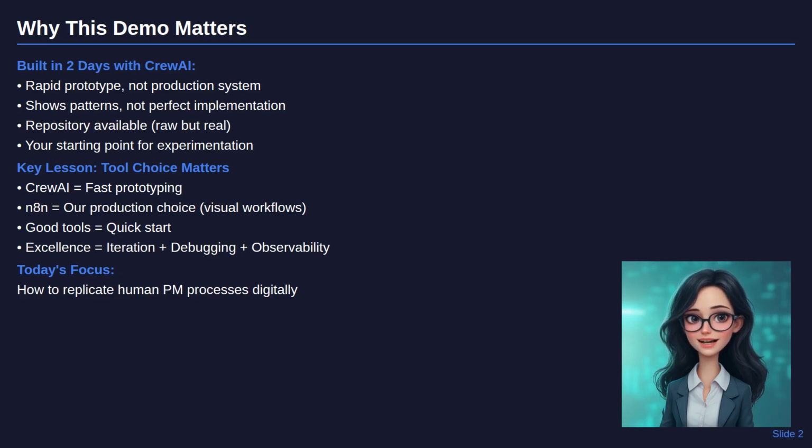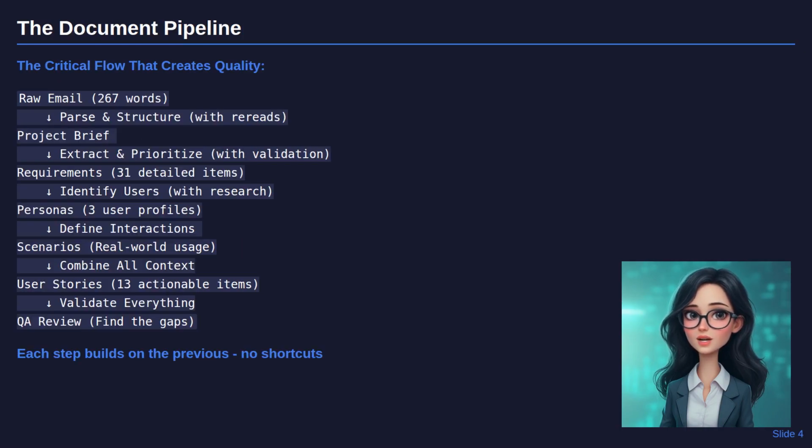What I'm showing you today isn't about the specific tools, though. It's about how to replicate human PM processes digitally, regardless of which framework you choose. This process creates what I call the document pipeline, the critical flow that builds quality through successive refinement. It starts with a raw email, in our case 267 words of stream of consciousness from Sarah at the elections office.